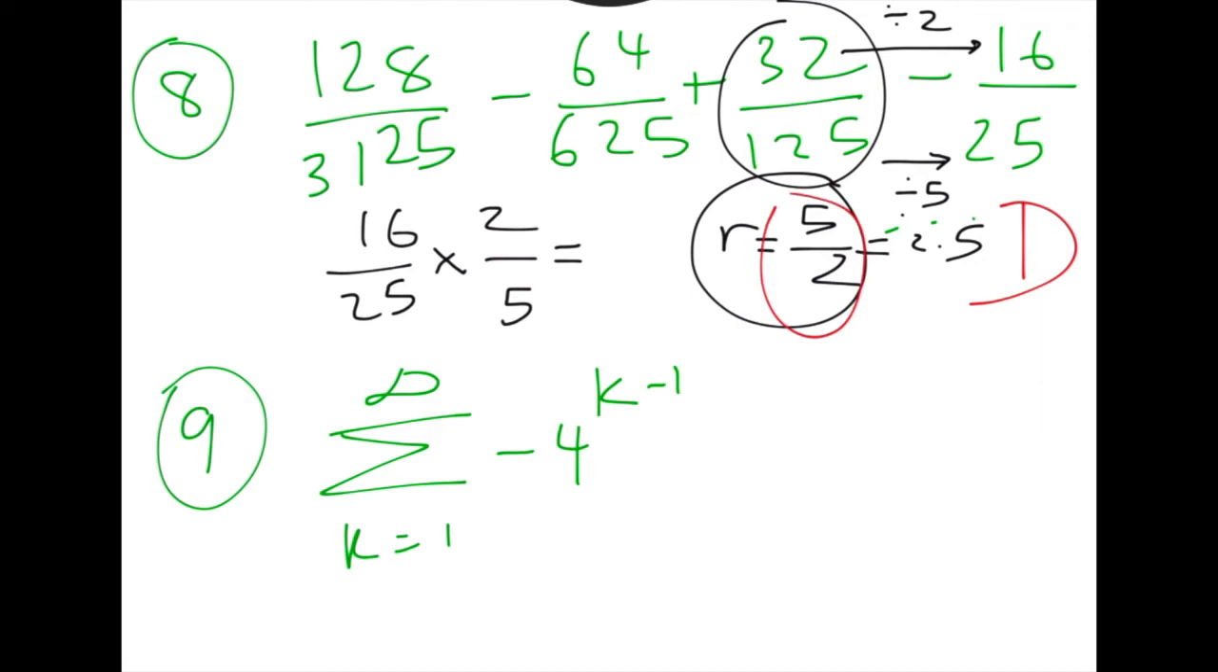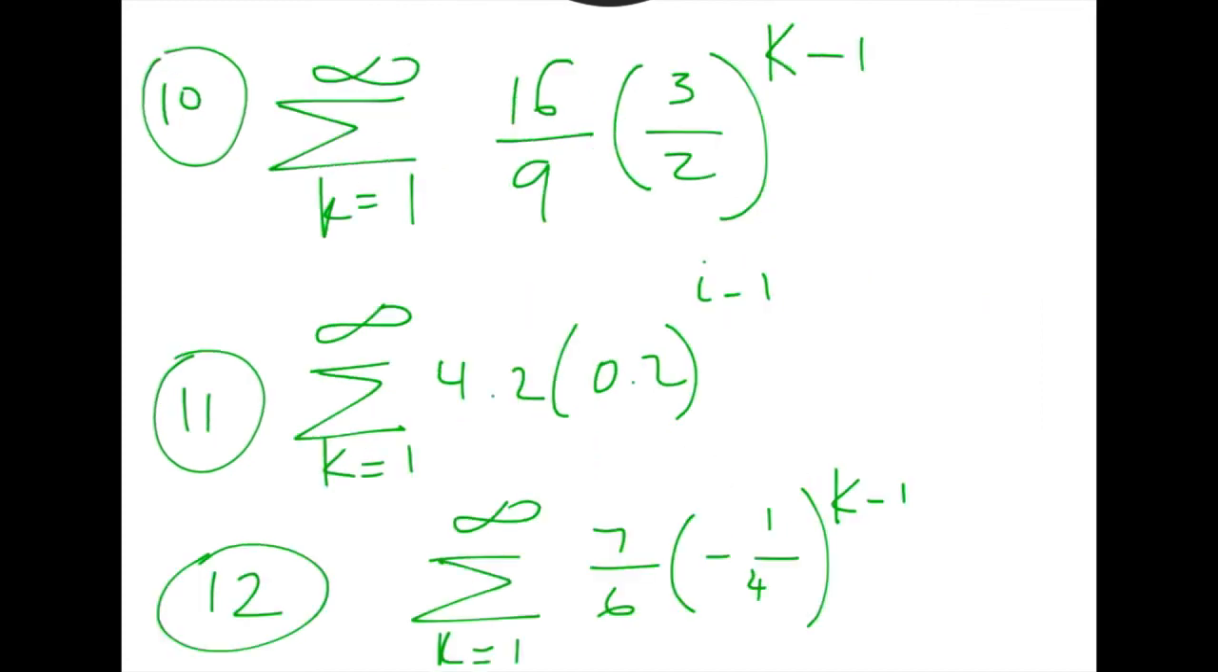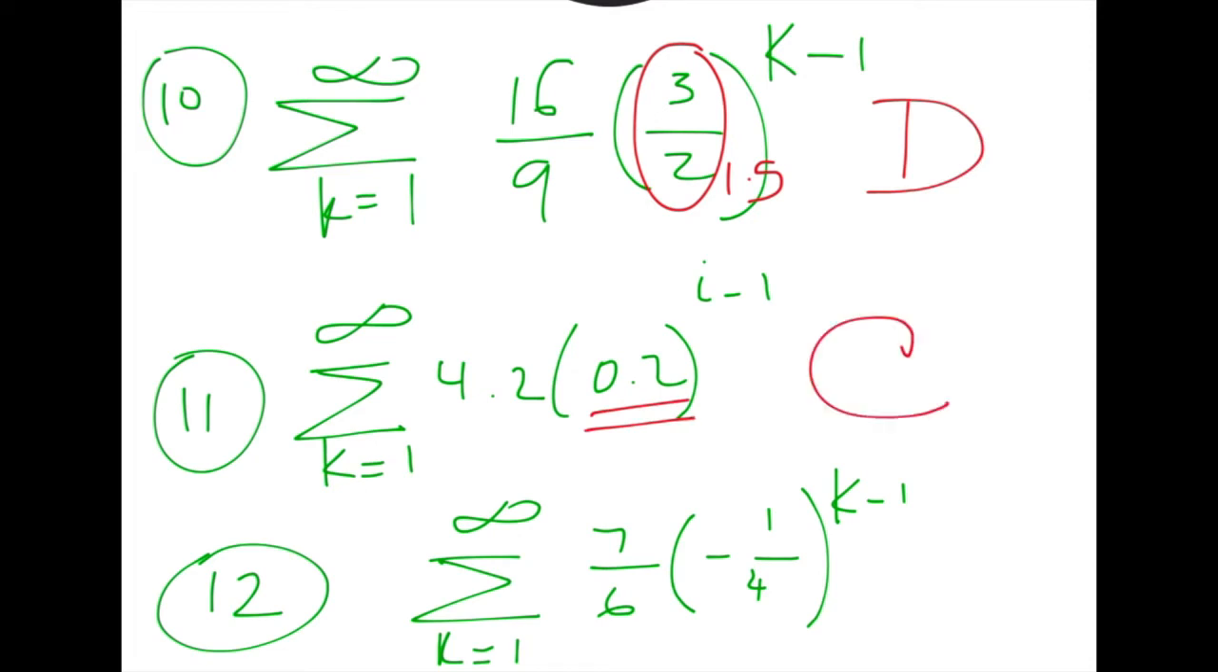What about here? What's the common ratio? The common ratio is 4, so that's divergent. Okay, what about here? What's the common ratio? The common ratio is here. That's 1.5, divergent. Here, the common ratio is 0.2, convergent. Here, the common ratio is what? -1.4, that means -0.25, convergent. Here you can find the sum, here you cannot find the sum. We are being asked to find the sum.